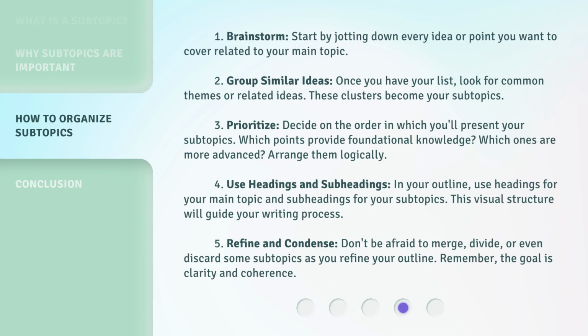1. Brainstorm. Start by jotting down every idea or point you want to cover related to your main topic. 2. Group similar ideas. Once you have your list, look for common themes or related ideas. These clusters become your subtopics.